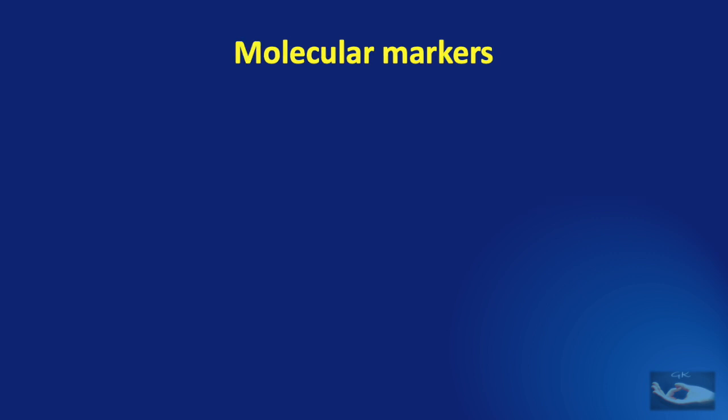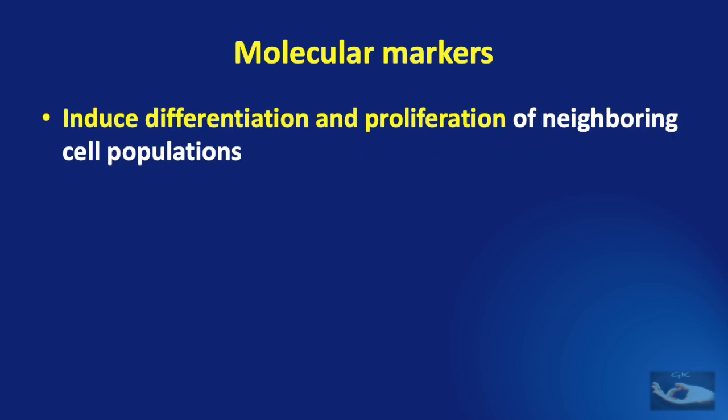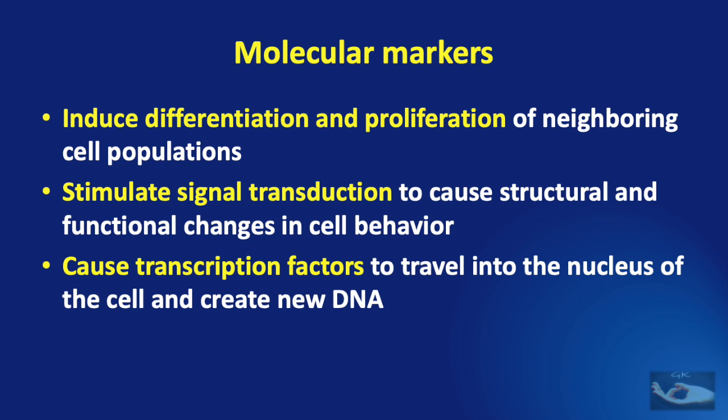Apart from cellular markers and biochemical markers, there are certain molecular markers that play a role in the development of the upper limb in the embryo. These are usually protein factors such as ligands, receptors and transcription factors which play a critical role. They induce differentiation and proliferation of neighboring cell populations, stimulate signal transduction to cause structural and functional changes in cell behavior, and also cause transcription factors to travel into the nucleus of the cell and create new DNA.